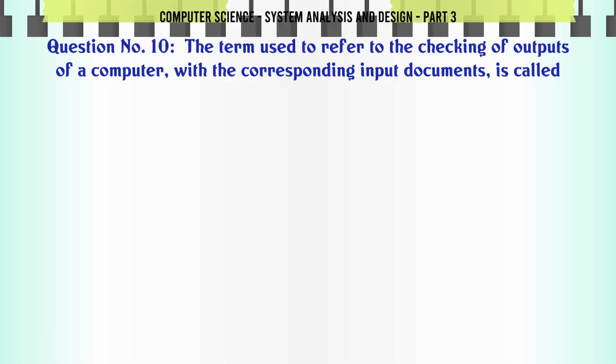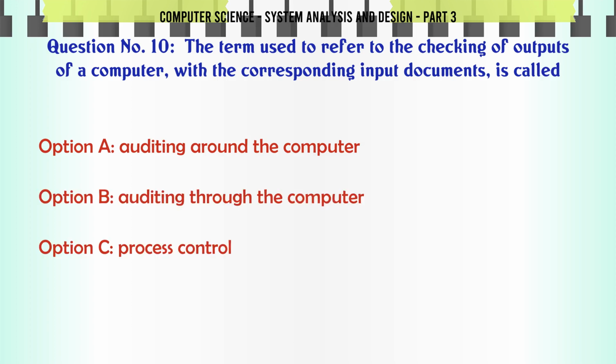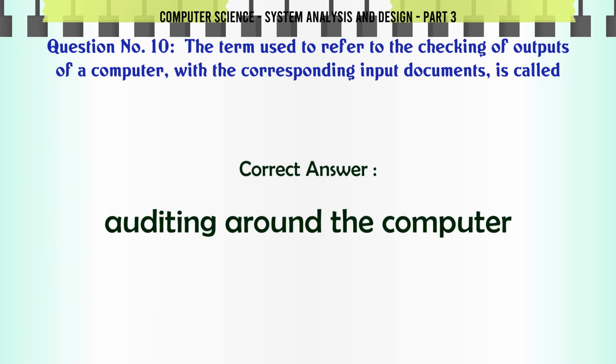The term used to refer to the checking of outputs of a computer with the corresponding input documents is called: A. Auditing around the computer, B. Auditing through the computer, C. Process control, D. Beta test. The correct answer is auditing around the computer.